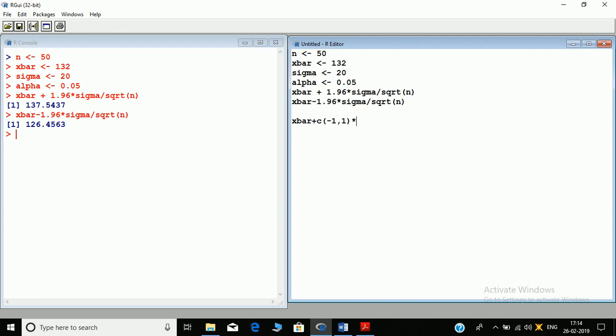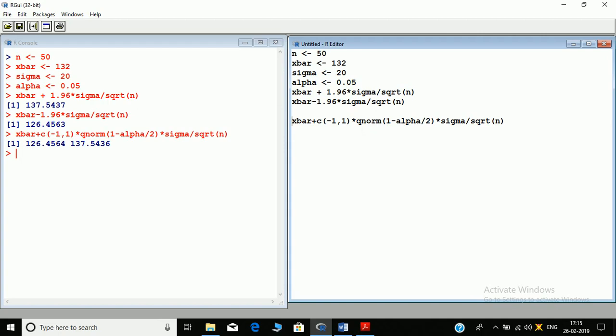into 1.96. How can I get 1.96? We can use Q norm. We can use Q norm of 1 minus alpha by 2, our alpha is 0.05, into sigma by SQRT of n. And this is the way. And see, if I run this, I get the same confidence intervals.